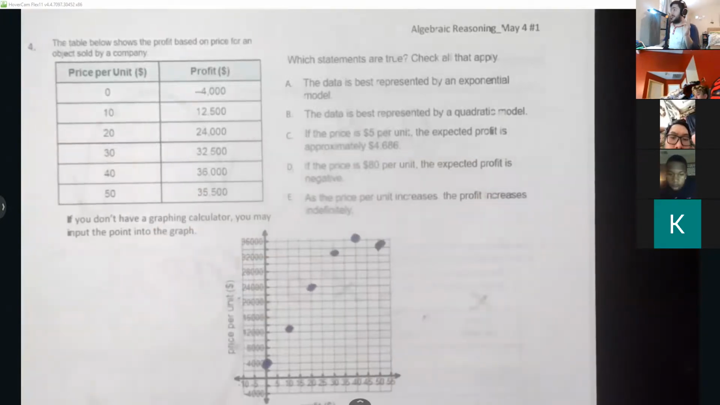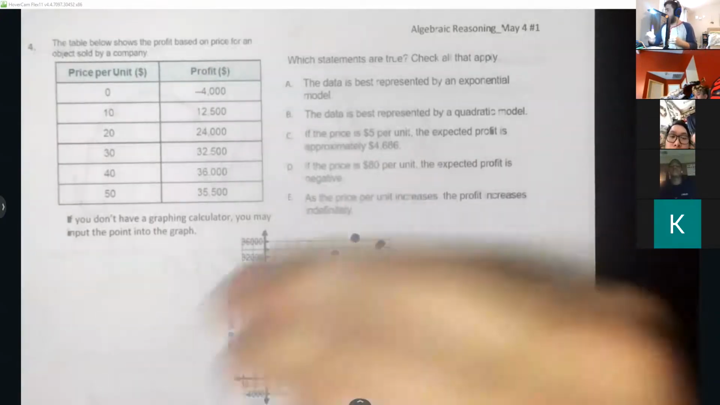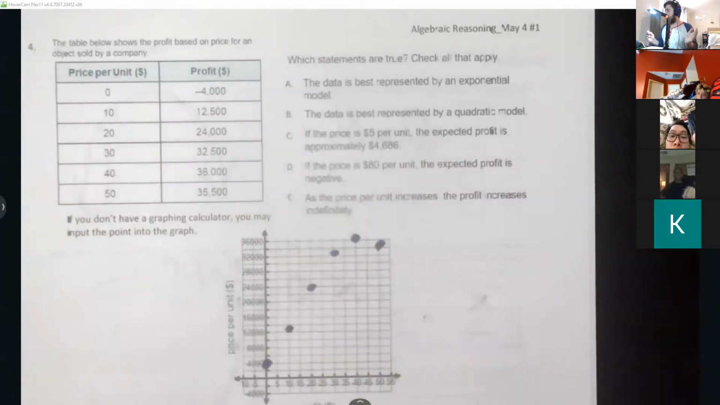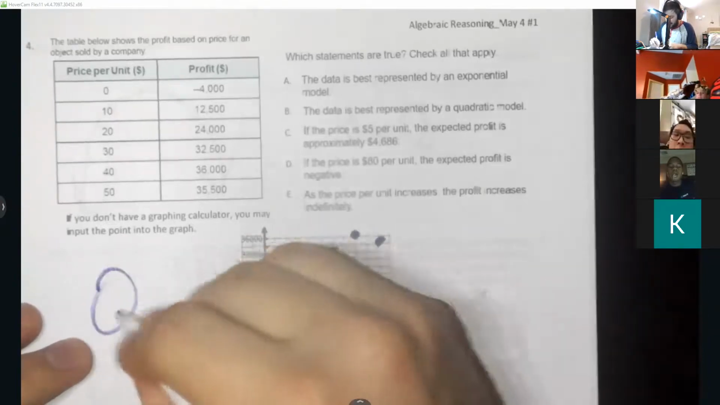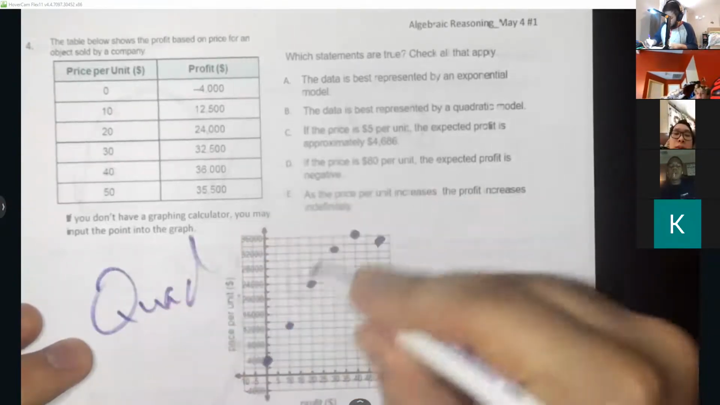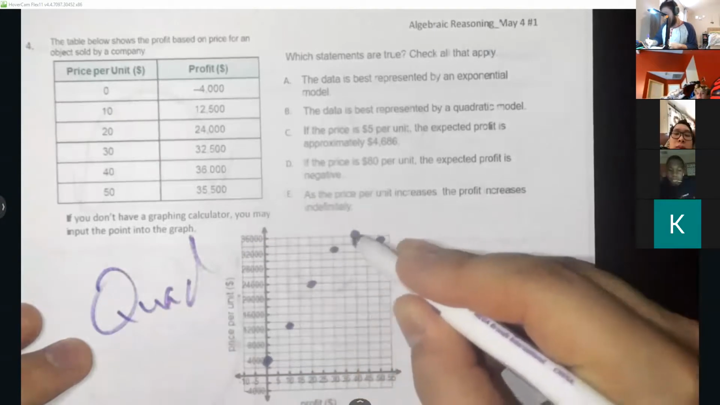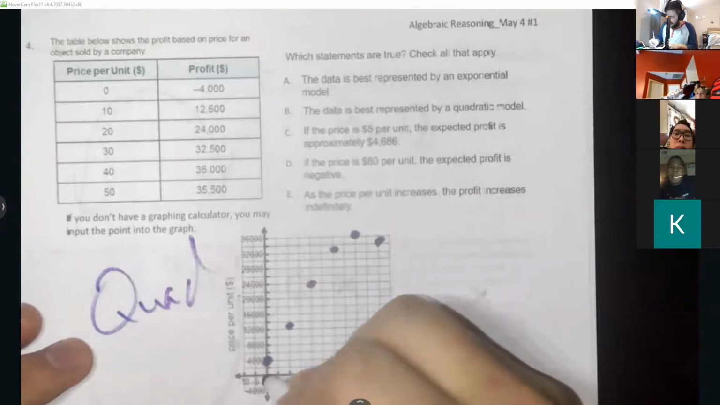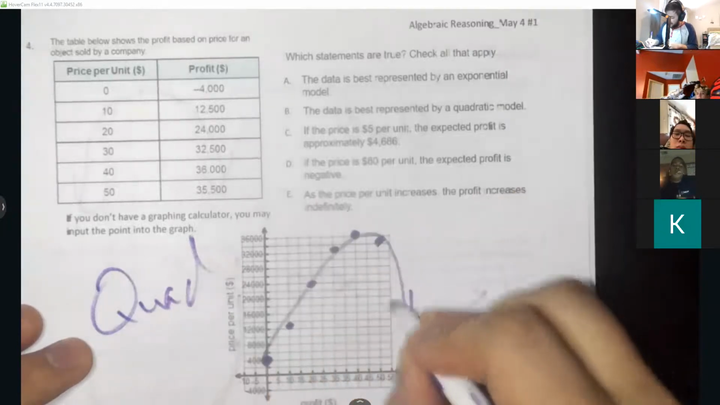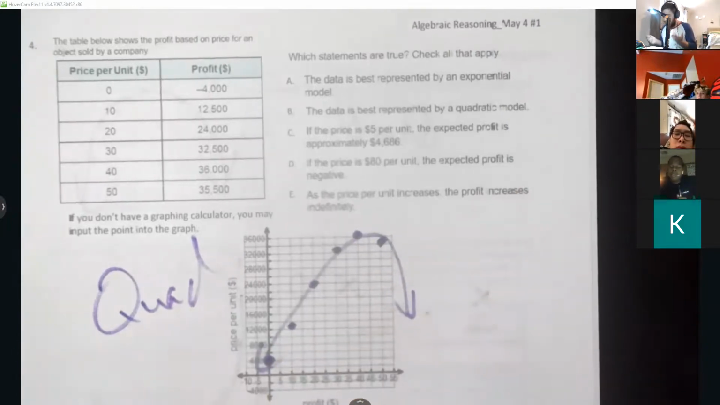I was really feeling linear. But that's a quadratic. That curve right there flipped, so that's got to be a quad. It was linear up until about here, and then with that last one, we turned the corner. That's definitely a quad. So it's definitely going to be a quad model.